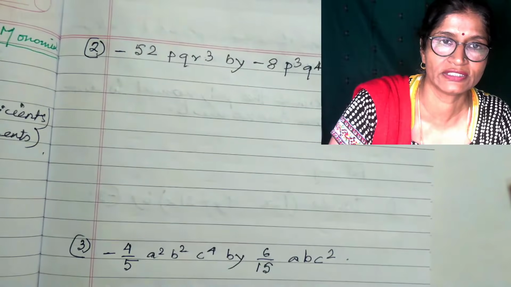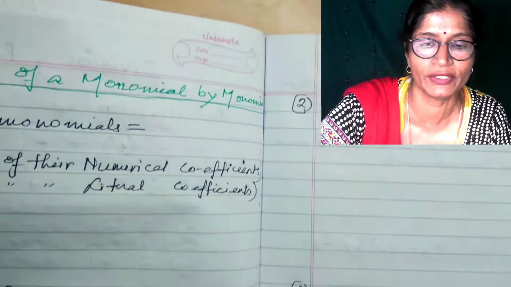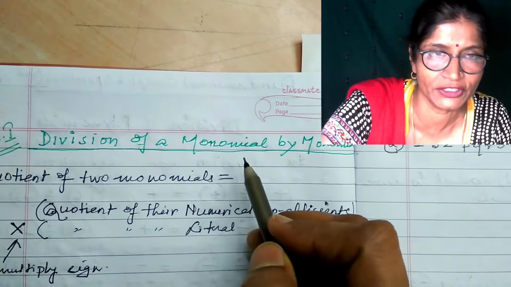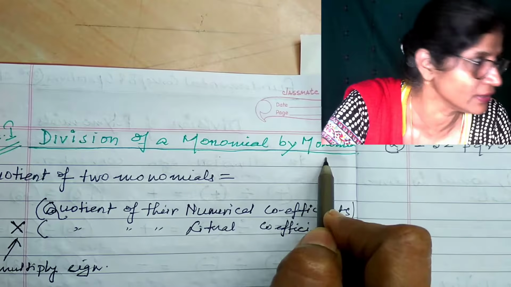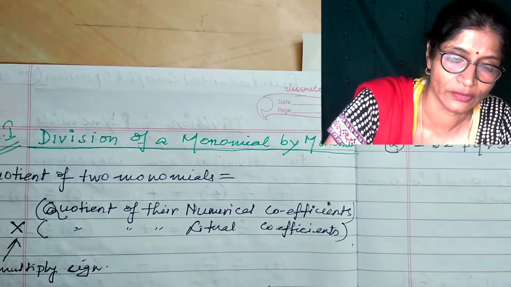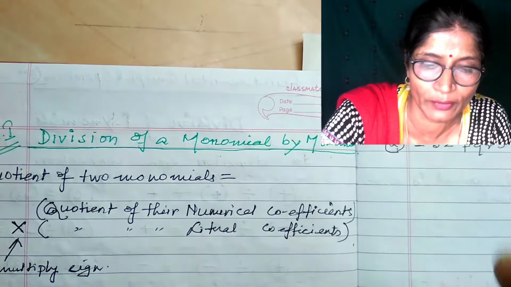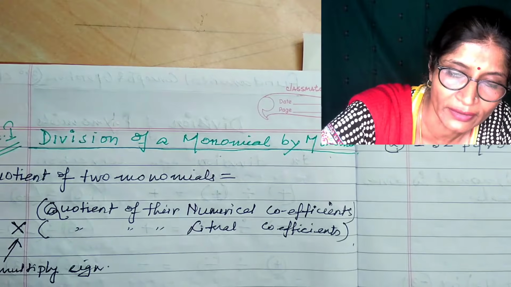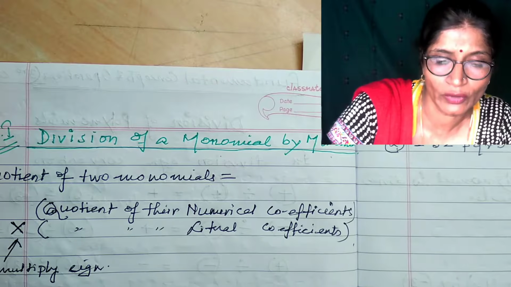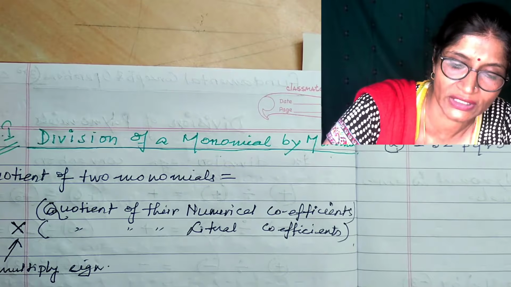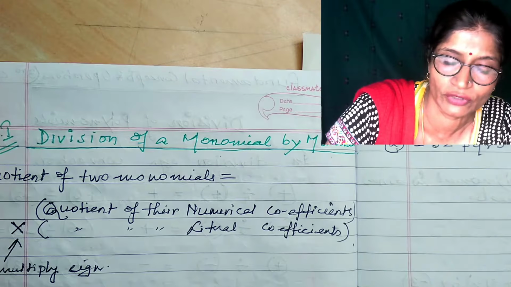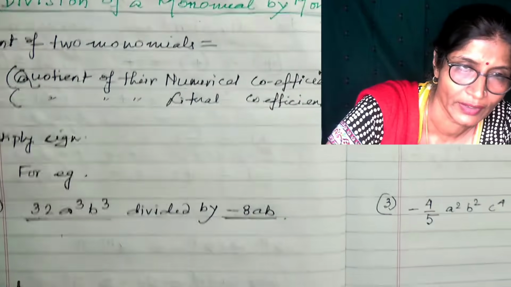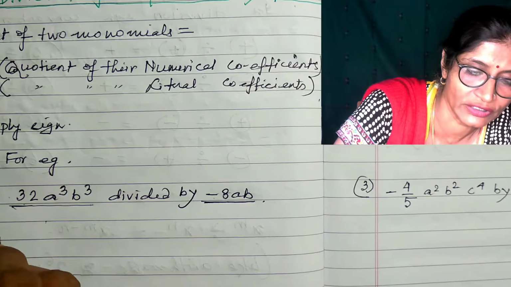Now first we will discuss the division of a monomial by a monomial. A monomial means an expression with one term divided by another expression with one term. When a monomial is divided by a monomial, like 32 a cube b cube divided by this one, then what we have to do? Sorry, first I have to think about the sign: plus divided by minus is minus. So first think about the sign.